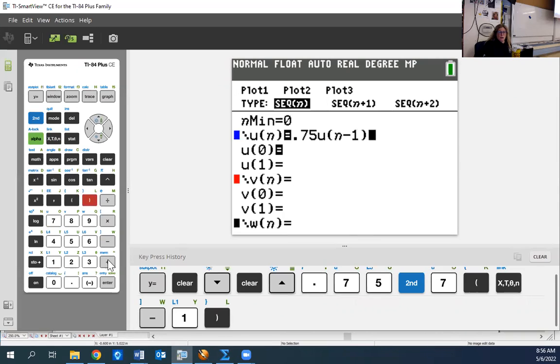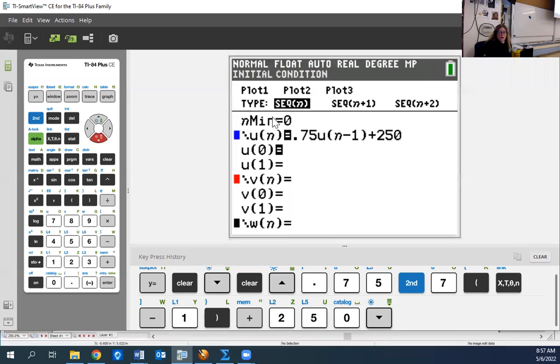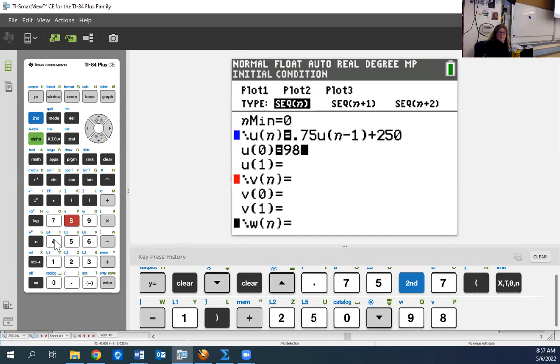And then I'm going to do plus 250. And I have to tell it what my original, make sure n min says 0 here, because we're starting with the 0th term. So u sub 0 is 984. That's how much we're starting with.